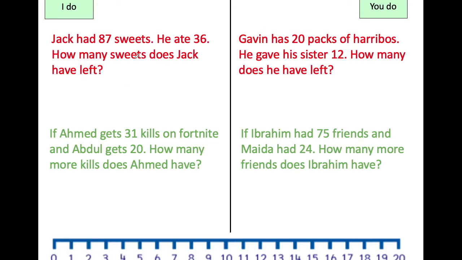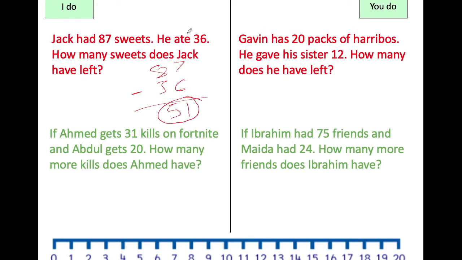So the first question we'll be looking at is this one over here. We've got Jack. He had 87 sweets and he ate 36. How many sweets does Jack have left? So we know he originally had 87 and he ate 36, so we take away 36. 7 minus 6 is going to be 1. 8 minus 3 is going to be 5. So the answer is going to be 51.